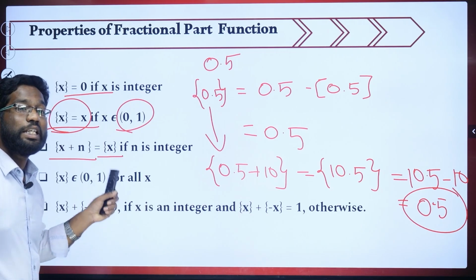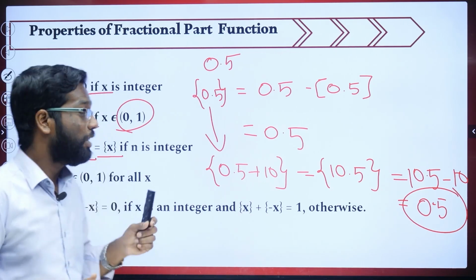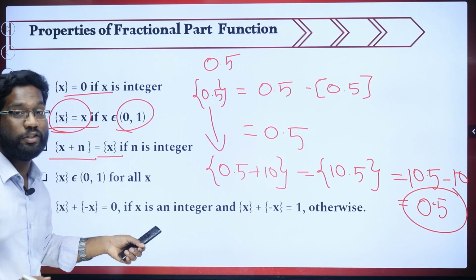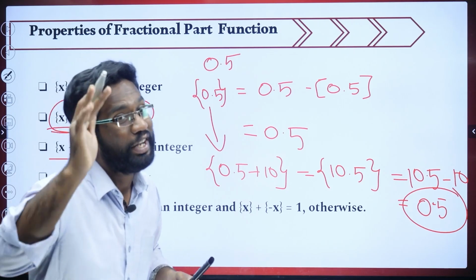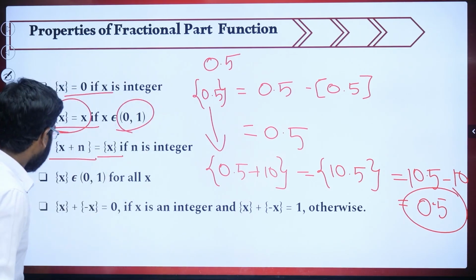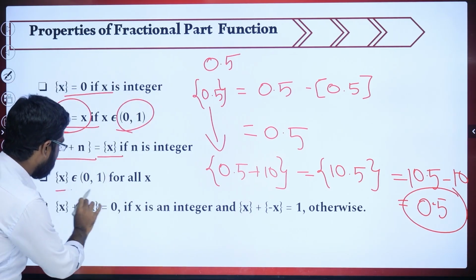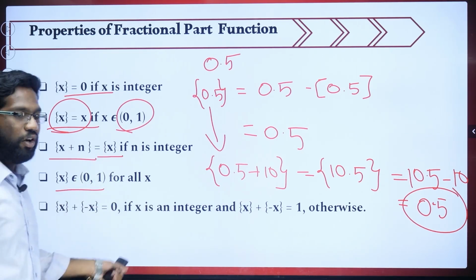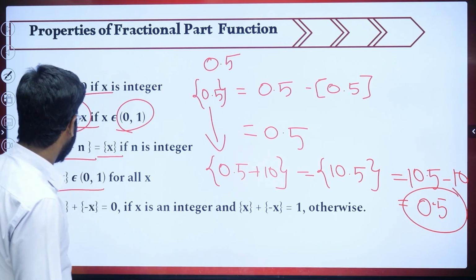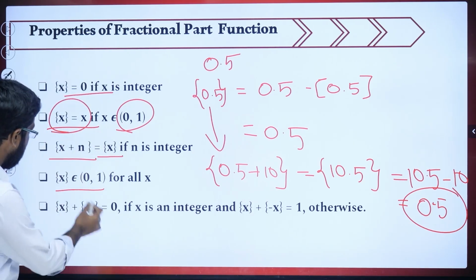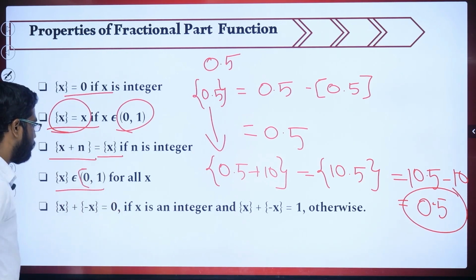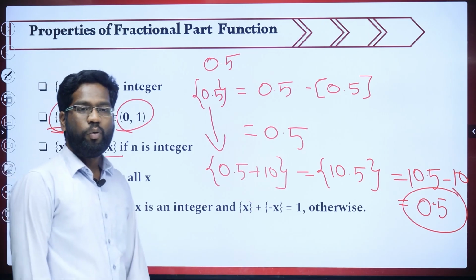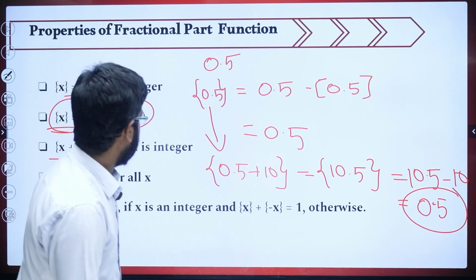We are going to see so many problems based on all these properties, so please attend the session very attentively. Okay. Now x belongs to [0, 1) for all x. This thing we have already seen, my dear students. For all x, the fractional part function lies there. Actually a square bracket has to come, they have mentioned an open bracket, not a square bracket.